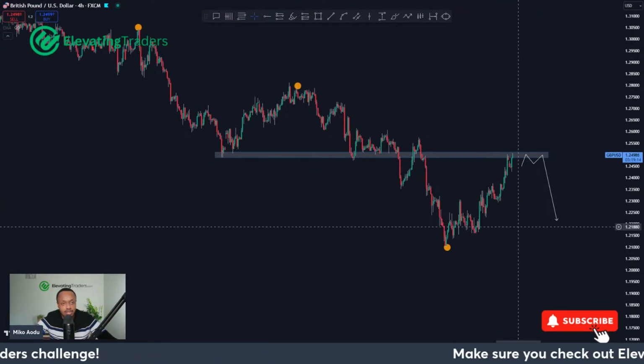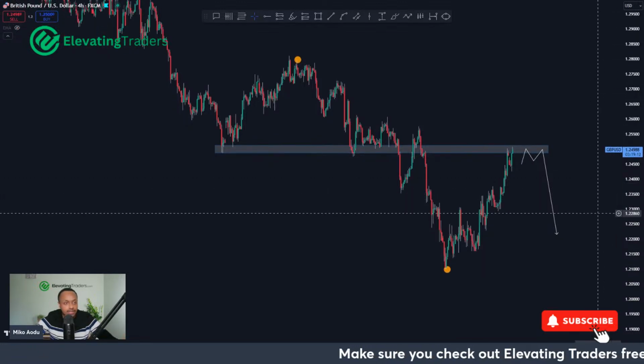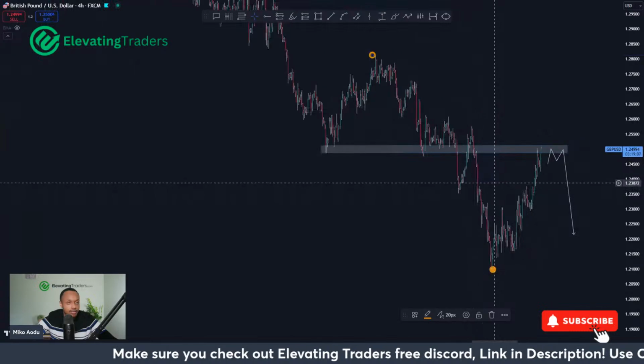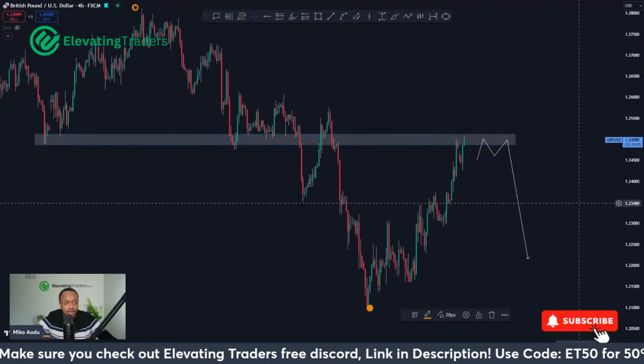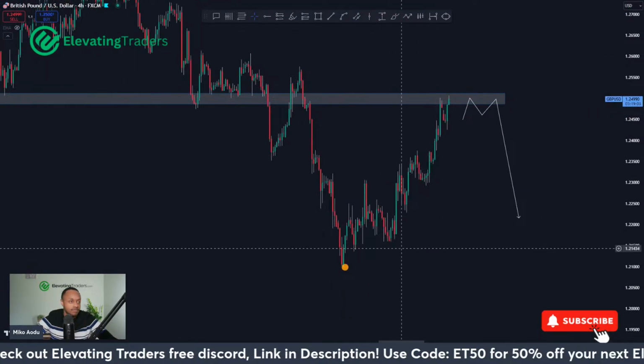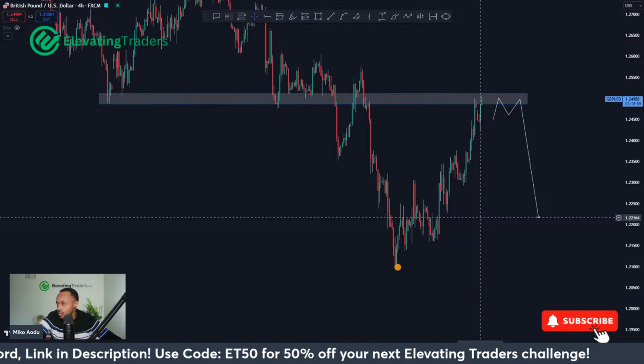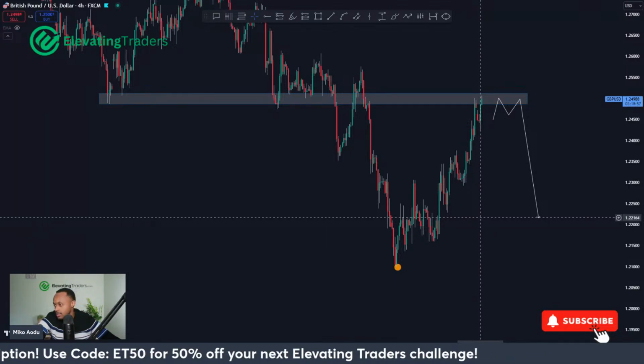Euro is in a similar situation, but pound looks a bit cleaner to me. So I'd rather look to trade this one. But yeah, if I can find some opportunities in this area, I'll be looking to take some trades. But at the moment, nothing really for me. Still looking pretty bullish in terms of euro yen, and I'm just going to go through the yen pairs all together.